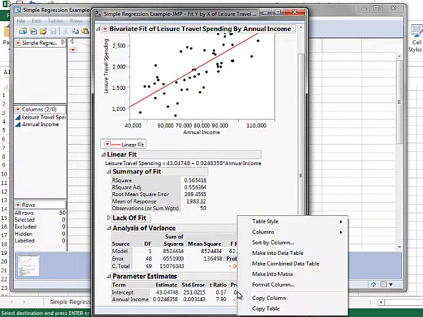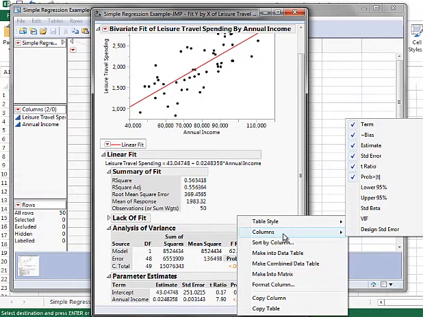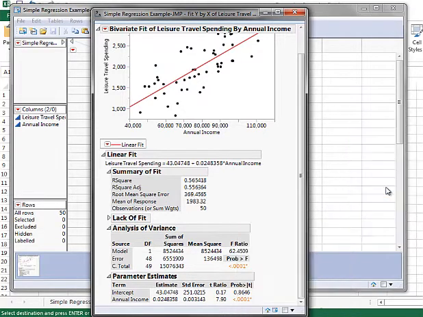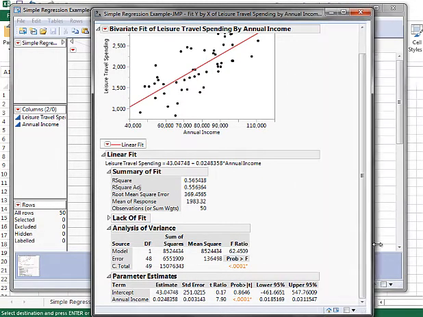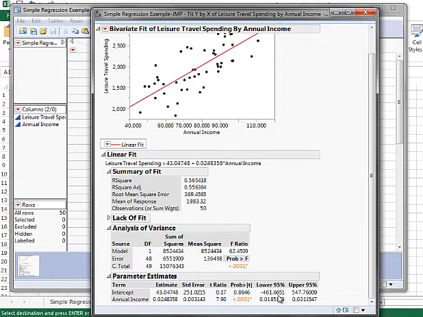If you right-click anywhere on this Parameter Estimates table, under the Columns submenu, we can add Lower 95% and Upper 95%. And we can see the 95% confidence interval. Our intercept is between negative 461 and positive 547.7. That includes 0. This range includes 0.